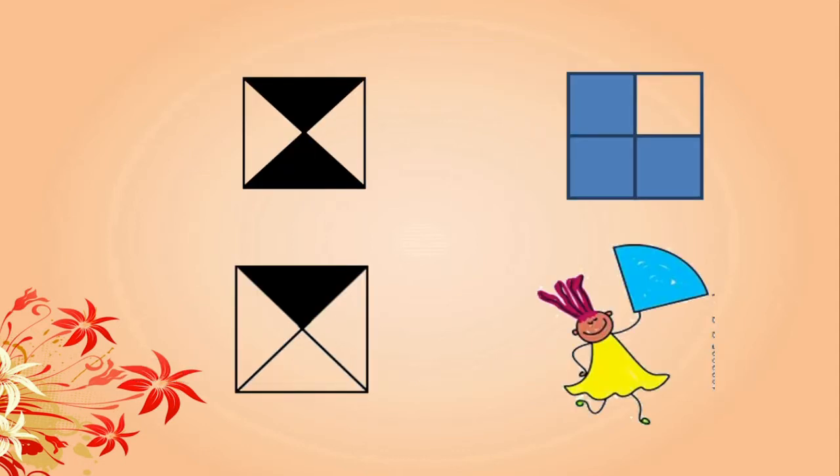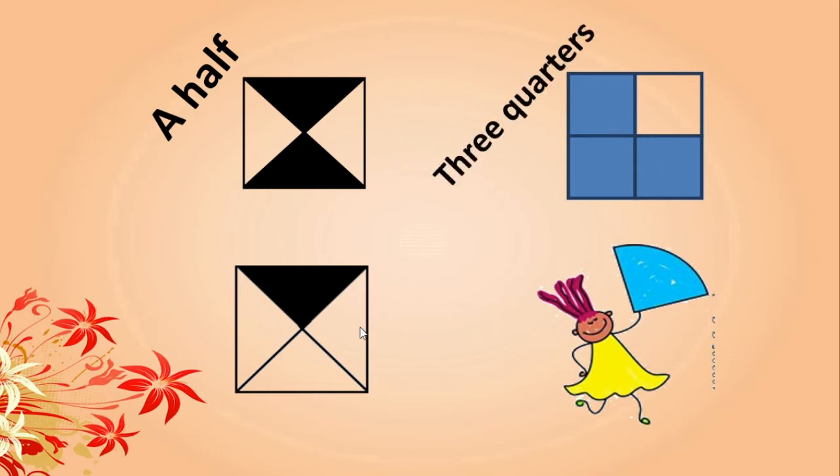We have to write about the colored part. See here, 4 parts are there. Out of that, 2 are colored, means half portion is colored. In the second one, here 4 parts are there. Out of 4 parts, 3 parts are colored. Yes, this is nothing but 3 quarters. Here again 4 parts are there and only 1 part is colored. That is nothing but quarter part is colored.